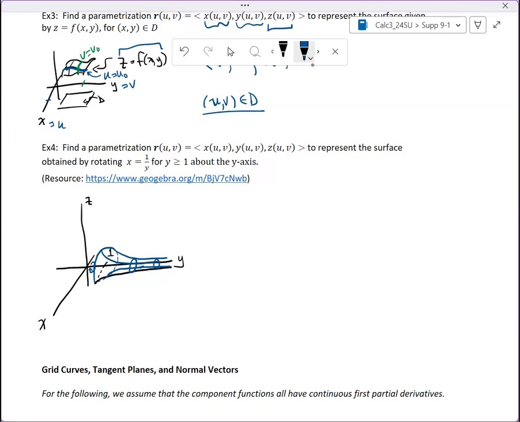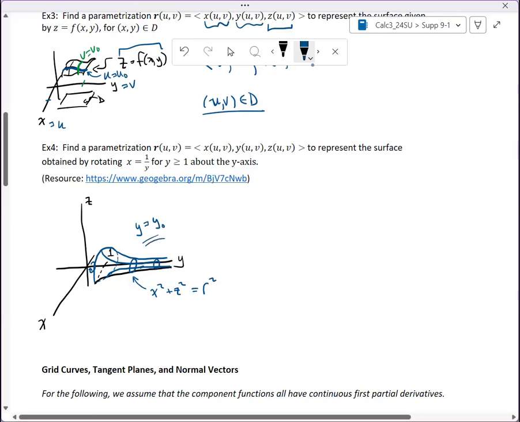Now, something that I recognize here is if I pick y to be a certain value, if I fix y, then I end up with a circle parallel to the xz plane. So that cross section parallel to the xz plane is going to be a circle by the fact that I rotated the function about the y-axis. So if I fix y naught, I have a relation between x and z.